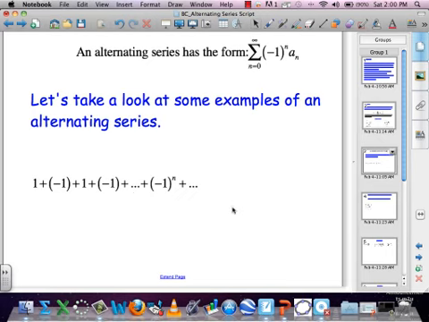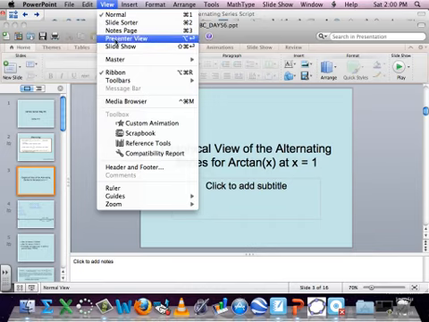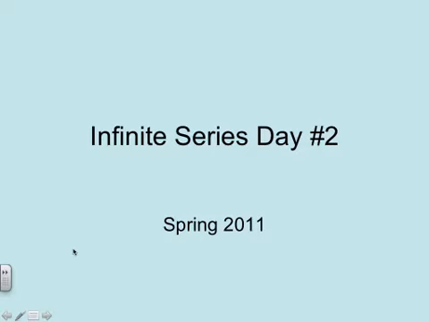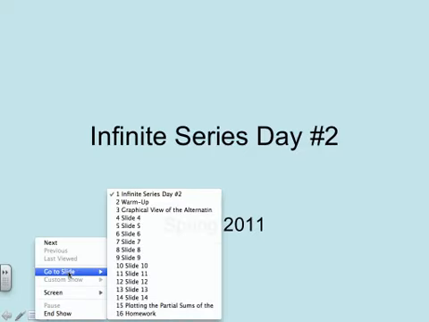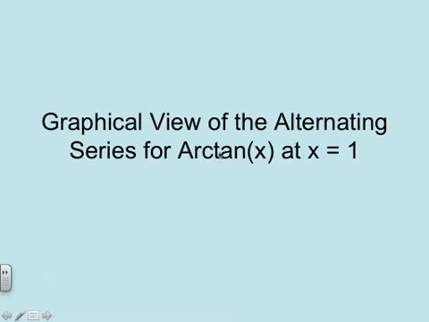Now, let's take a look at what is necessary for an alternating series to converge. And I've tried to create a little graphical picture here for you that I think suggests what has to happen. So we have the arctangent series that we just looked at a second ago. I'm going to plug in 1 for x, and you're going to see what happens to the numbers that series creates.